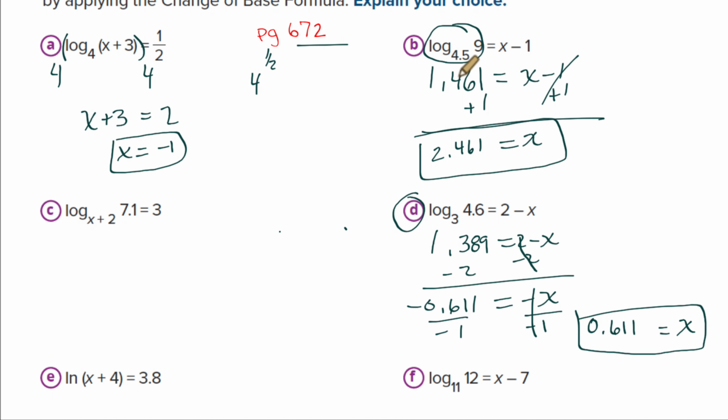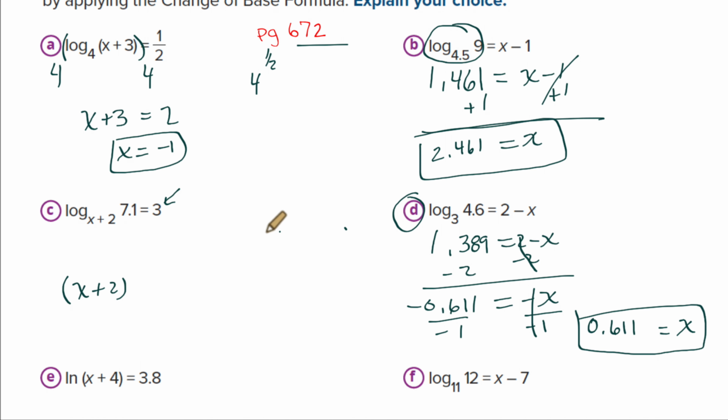Now let's look at C. Notice how C is a little different, because the x is actually in the base of the log. So what I'm going to do is rewrite this as an exponential equation. If I did that, I would get x plus 2 as the base, and it would be raised to the exponent.